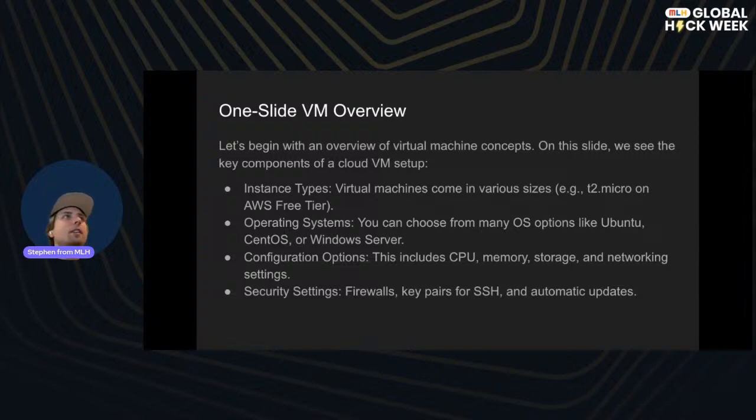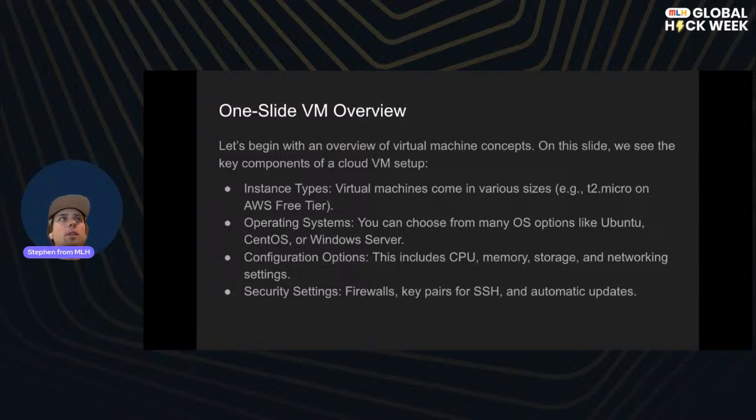And then there's operating systems. So there's lots of different operating systems. And then, of course, there's configurations that you can change. So if you need more CPU, more memory, more storage, those can be adjusted on the fly. And security settings. We're going to talk about some of these security settings in particular today. We're going to implement a firewall, SSH. We're going to do all of that through the command line interface. So it'll be really exciting.